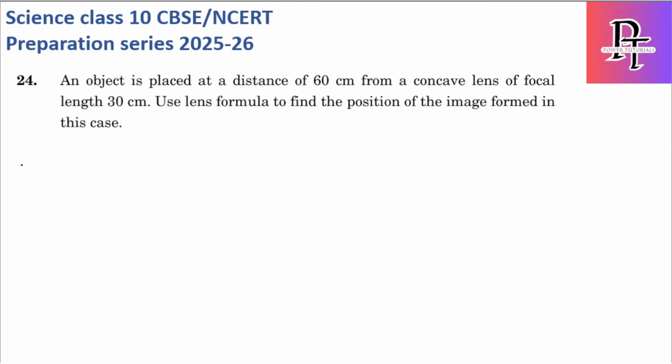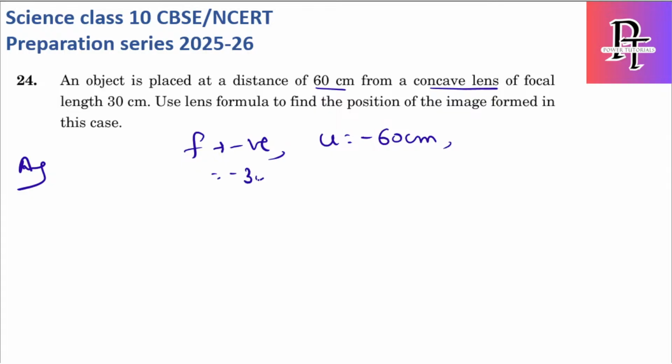Next, move to the next one. This is a physics question, so I will solve it live. An object is placed at a distance of 60 centimeters from a concave lens. This is a lens question. For concave, the focal length is always negative, whereas for convex it is positive. As per sign convention, the object distance is always negative because we place the object to the left side, so u is minus 60. Focal length is 30 for the concave lens, so f is minus 30 centimeters. Use the lens formula to find the position of the image formed.